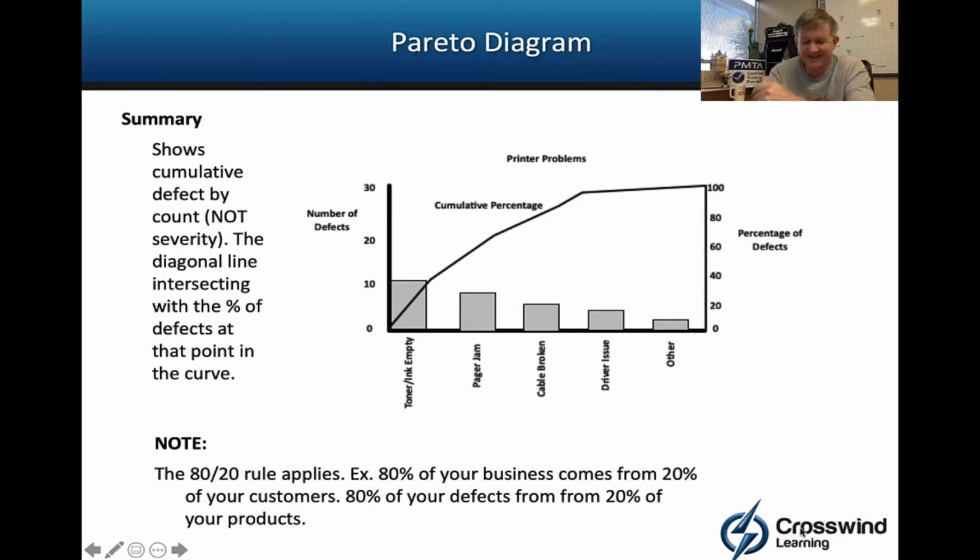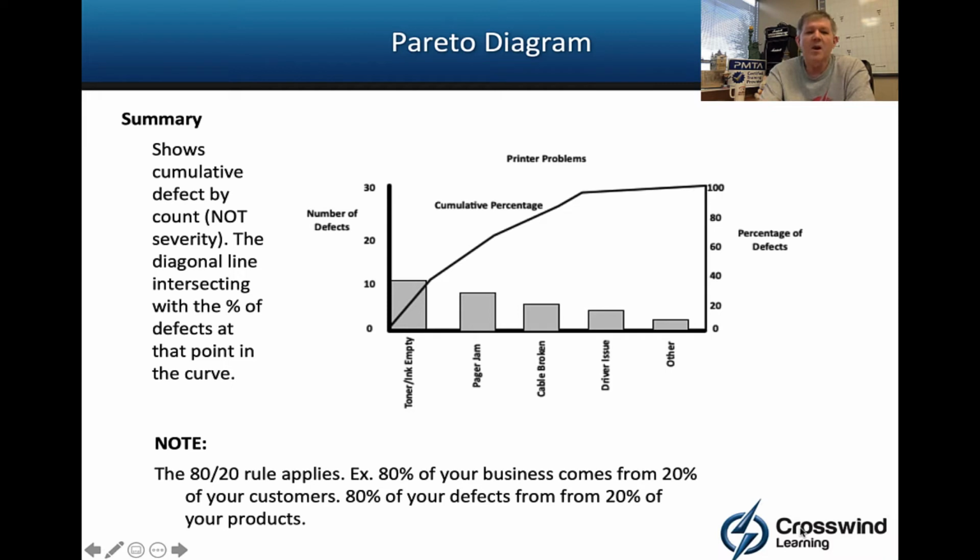I say generally, a little more ironic sarcasm there, but it's not always the case, but more often than not it is the case. So 80% of your business comes from 20% of your customers. 80% of your defects come from 20% of your products, as an example. So rules of thumb or heuristics.